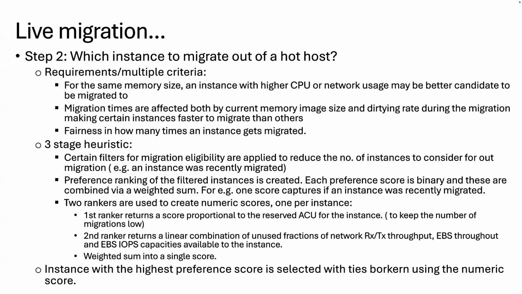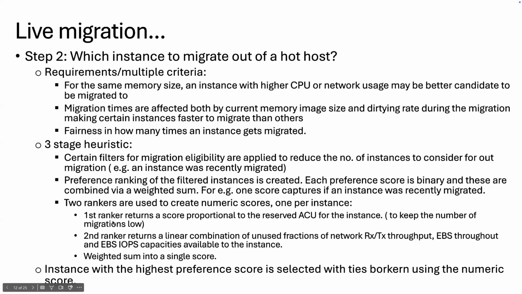In the third step, they use two rankers to create a numeric score, one per instance. The first ranker returns a score proportional to the reserved ACU for the instance, basically to keep the number of migrations low. The second ranker returns a linear combination of the unused fraction of network RX, basically network throughput, EBS throughput, and EBS IOPS capacities available to the instances. We do a weighted sum of the first and second rankers to combine them into a single ranker.